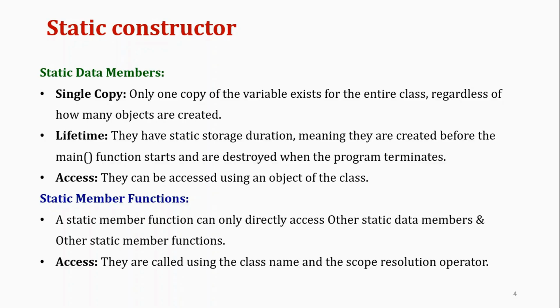Coming to the static member function, the function can directly access other static data and other static functions. They are called using the class name and the scope resolution operator. That is static member functions and static data members. But we do not have a static constructor in C++.